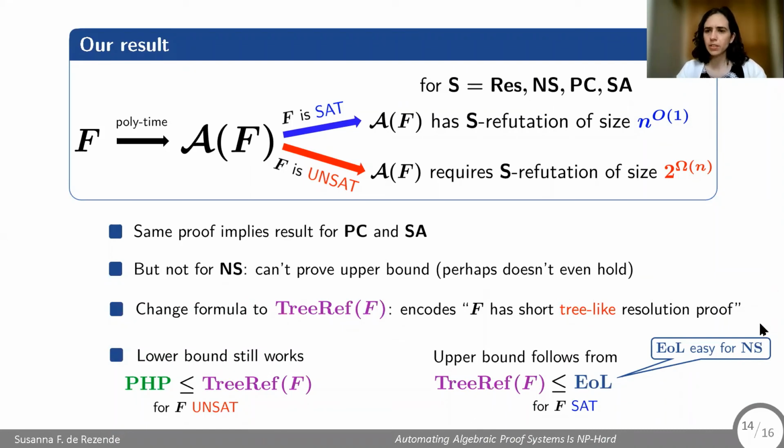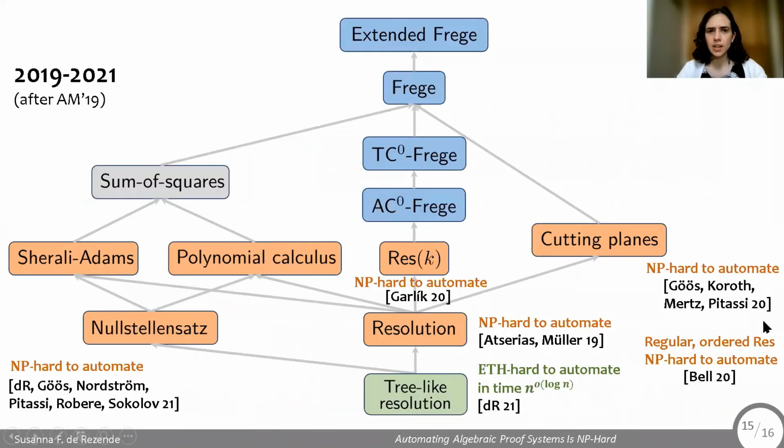So going back now to that landscape slide, there's one thing that you might have noticed. There's this sum of squares proof system, which is stronger than Sherali-Adams and stronger than polynomial calculus over the reals, for which we do not have any non-automatability result. So this is an important open problem.